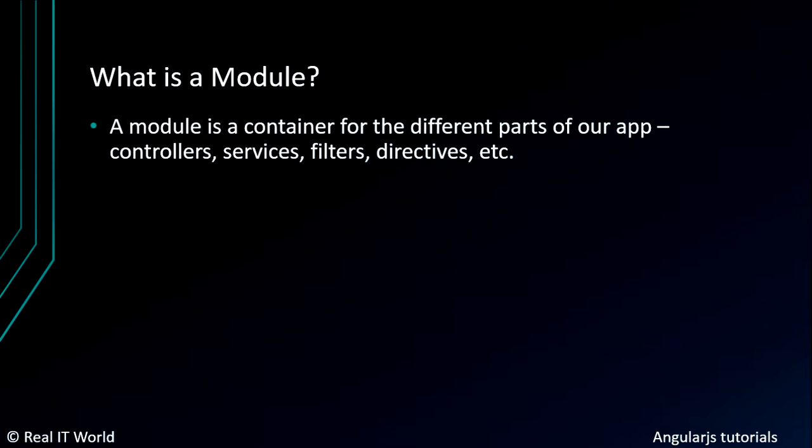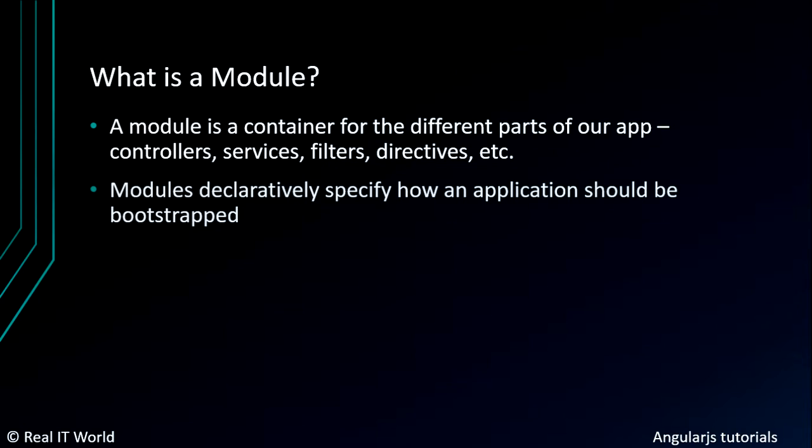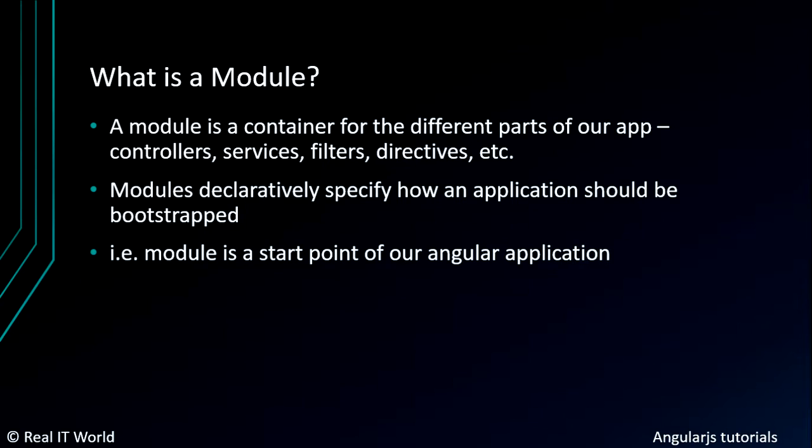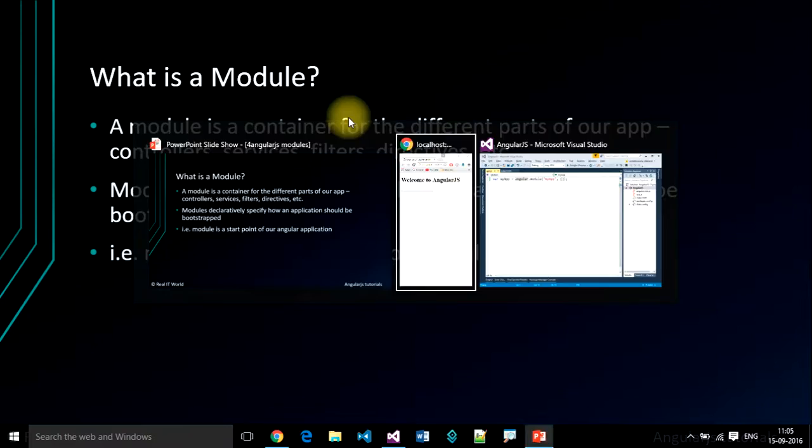A module is a container for different parts of our application like controllers, services, filters, directives. We saw that. Then, modules declaratively specify how an application should be bootstrapped. Every C program has its own starting point called the main method. A C++ program has its own starting point called the main method. Like that, for our Angular application also there should be one starting point. That is a module. In AngularJS, a module is indirectly a starting point. A module is the start point of our AngularJS application. Let's see that.